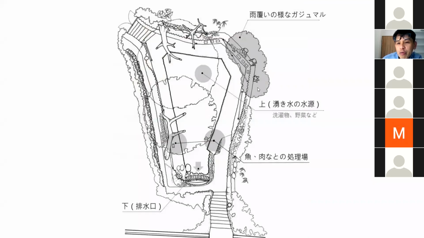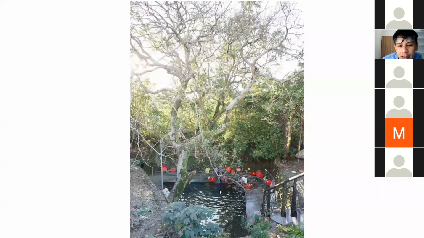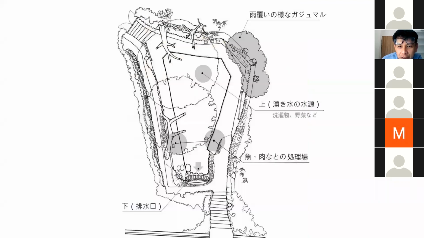So in Taiwan, at the washing place, the clean water sprouts here. It's clean water here. And when people use the water to wash, it becomes dirty, and the water leaks out here. So food, vegetables, they wash here.